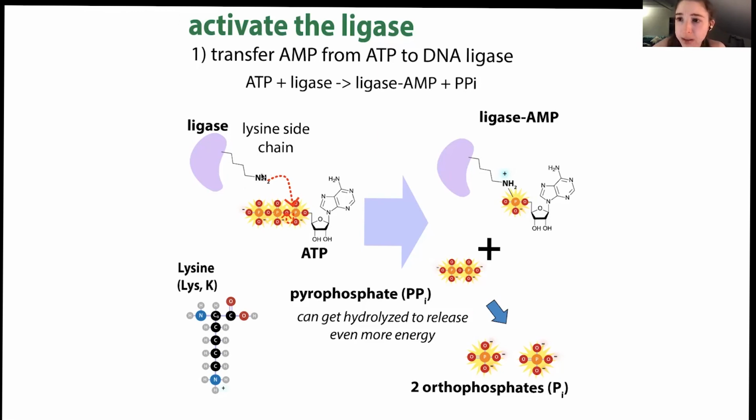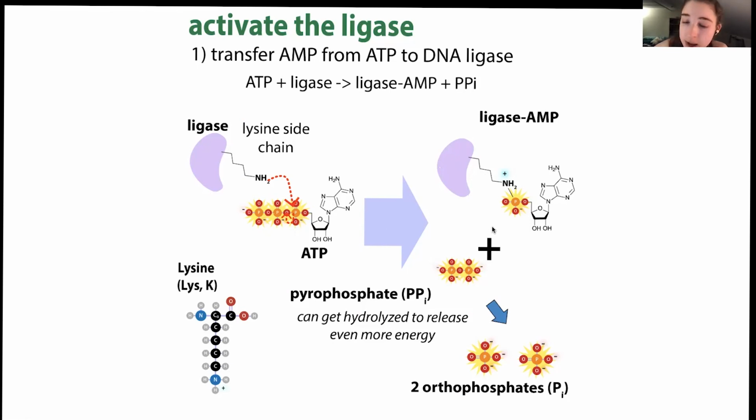Instead of the oxygen on the DNA, like the 3' OH, here the lysine nitrogen is going to attack this phosphorus. This arrow should be starting on the nitrogen. It's going to be attacking this phosphorus, and this is going to get pushed out as this pyrophosphate group, which can then get hydrolyzed to release even more energy. And you're left with this ligase-AMP intermediate. So now this is happening in your ligase enzyme site, and you have this energetic molecule stuck onto the enzyme active site.